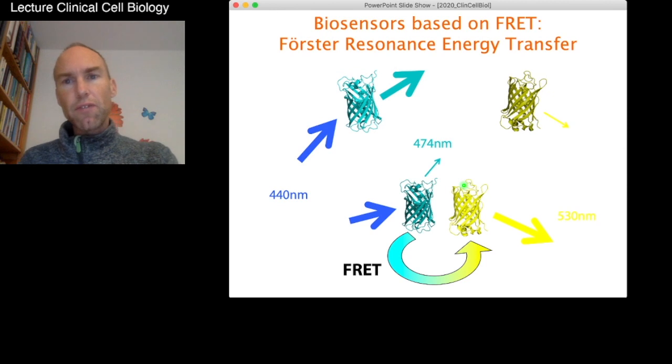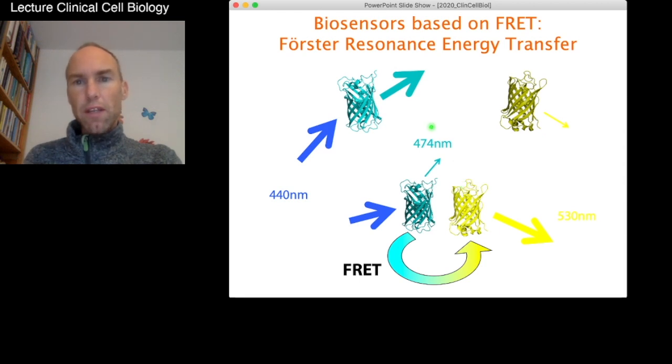So as I said, for this we will use FRET, the FRET technology. We will use 2 fluorescent proteins. In this case, it's a cyan fluorescent protein and a yellow fluorescent protein. And what happens if there's no FRET? When we excite the cyan fluorescent protein, we get cyan fluorescence.